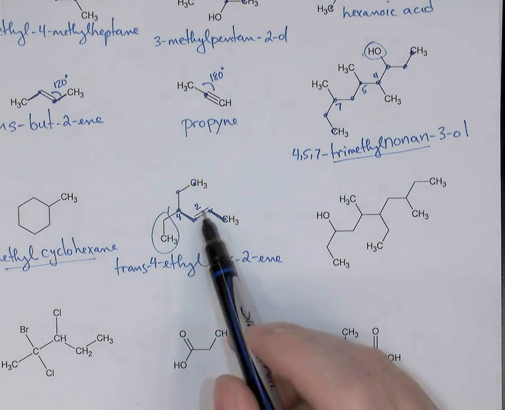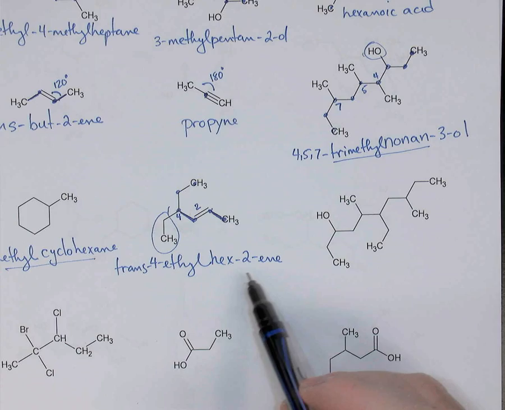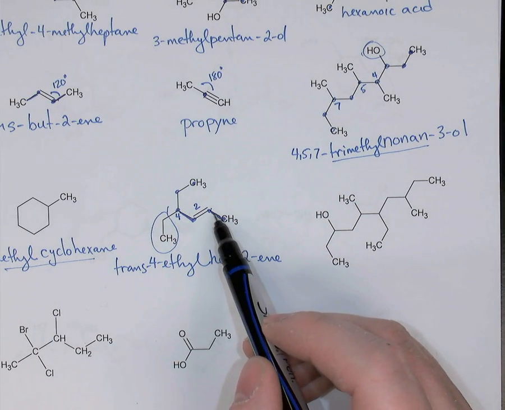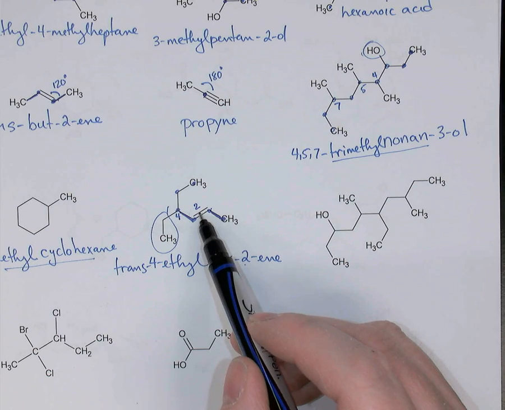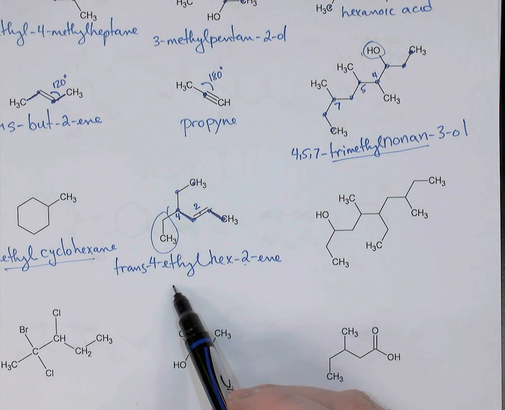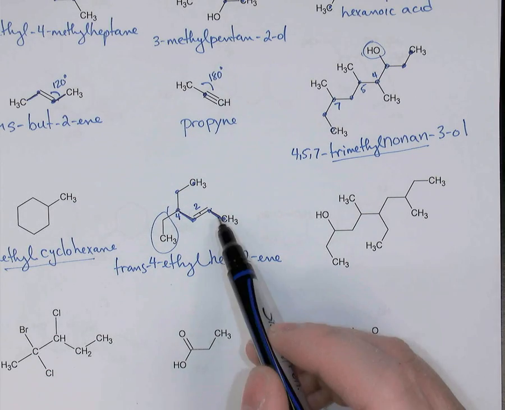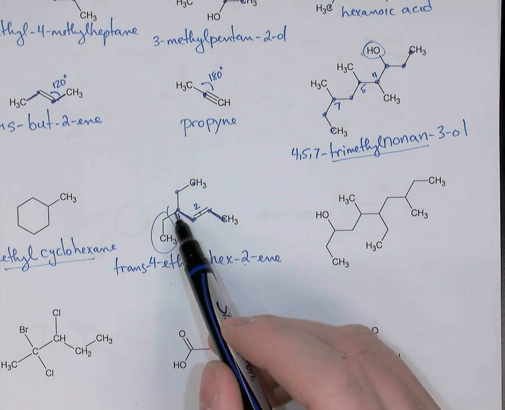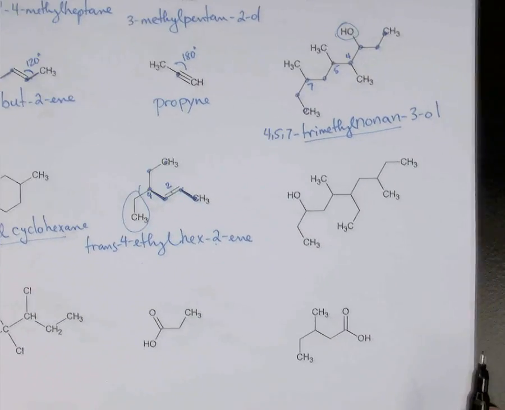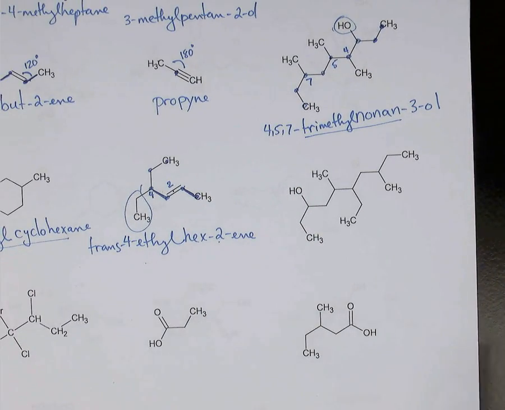Notice the numbering. When you were numbering the 2-ene, saying where the double bond is, we're numbering the bonds. So this was the second bond. But when we're numbering where the branches are, we're now numbering carbon atoms. So first, second, third, fourth carbon atom. So the numbering refers to two different things when you're looking at branches or the location of the double or triple bonds.